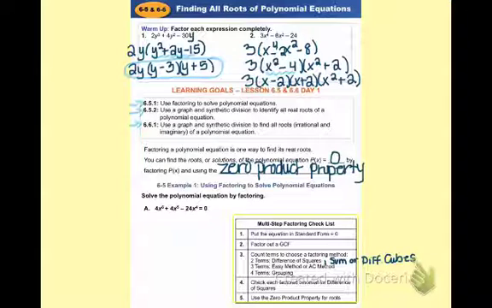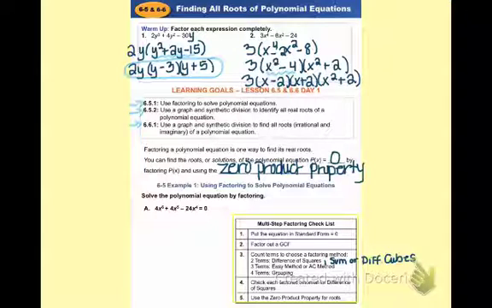The 4th step is to check each factored binomial for difference of squares. So you might get it broken down into some binomial factors, but maybe, as in the warm-up question number 2, one of your binomials or more of your binomial factors might actually be difference of squares. And so you'd want to break those down further. And finally, use the zero product property to find the roots.